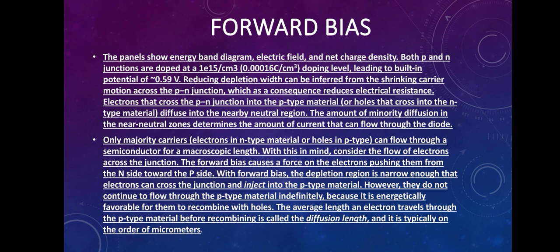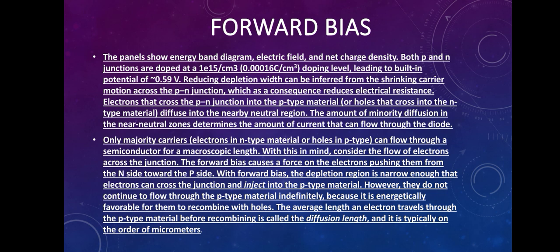The amount of minority diffusion in the near neutral zones determines the amount of current that can flow through the diode. Only majority carriers, electrons in n-type or holes in p-type, can flow through a semiconductor for a macroscopic length. With this in mind, consider the flow of current across the junction. The forward bias causes a force on the electrons, pushing them from the n side toward the p side.